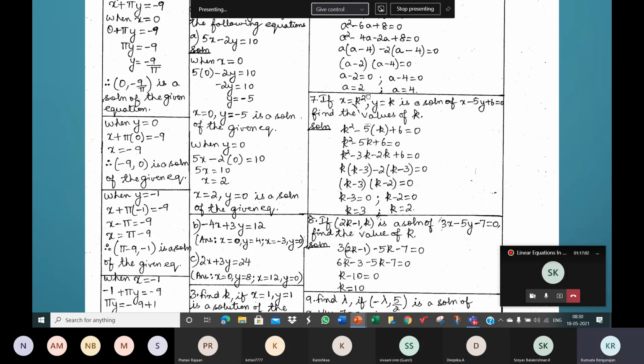So if x is equal to k square and y is equal to k is a solution of this equation, find the values of k. So in place of x, use k square. In place of y, use k. You get a quadratic equation in k. Split the middle term, solve, find the values of k. So k can be 3 or k can be 2.